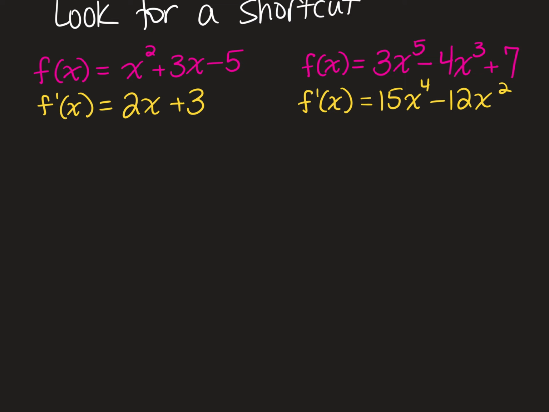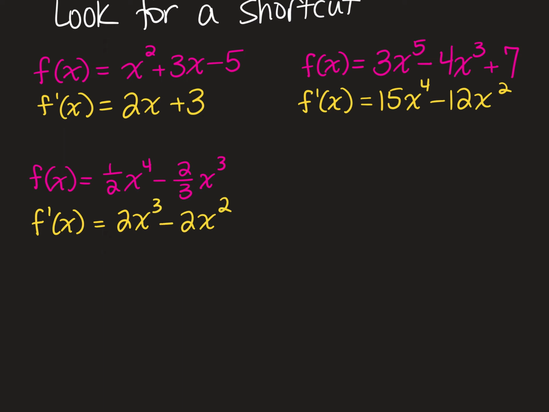And again, I'm just going to put a bunch up here, maybe one more, and then I'll have you guys give me a function that you want to look at. So f of x equals 1/2 x to the 4th minus 2/3 x cubed. And the derivative would be 2x cubed minus 2x squared.